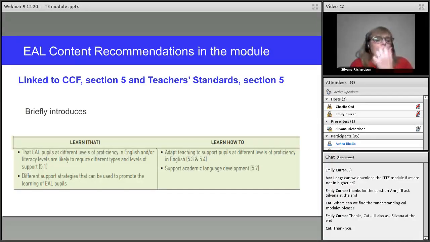And also, you will see that it briefly introduces content from the core content framework section 3 and our supplementation, if you like, around EAL. So have a look and read for a second.